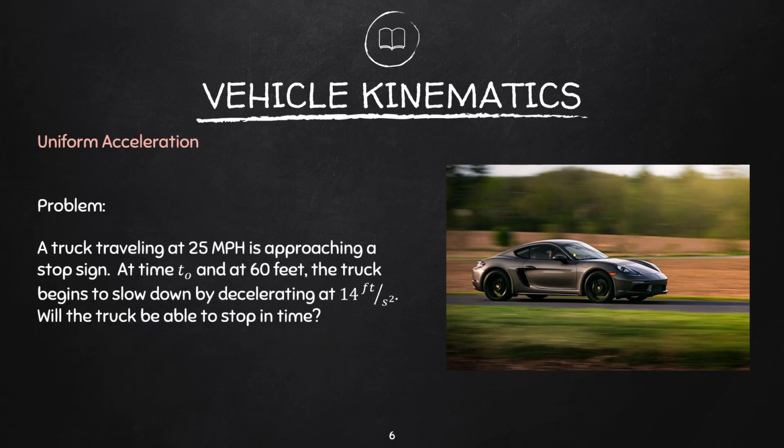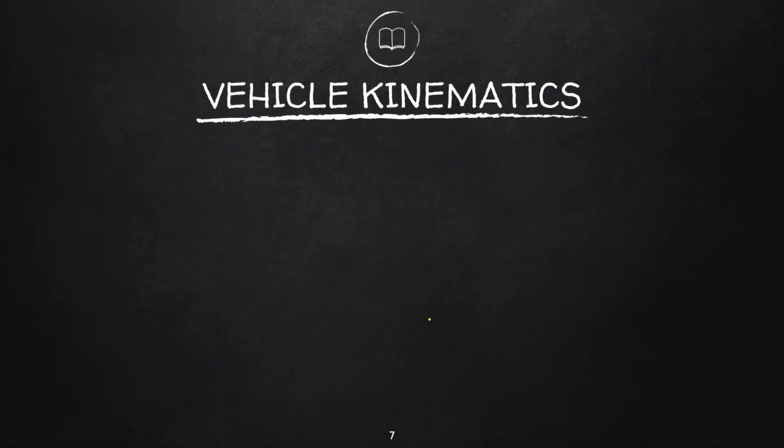So let's have this problem. A truck traveling at 25 mph is approaching a stop sign. At time t0 and at 60 feet, the truck begins to slow down by decelerating at 14 feet per second squared. Will the truck be able to stop in time? Let's try to draw the figure. Let's assume that it is on a level road. We have a truck, and the truck is traveling.